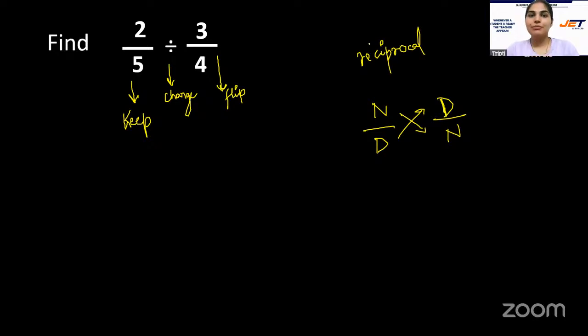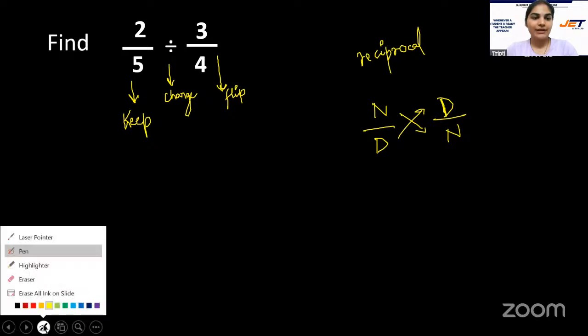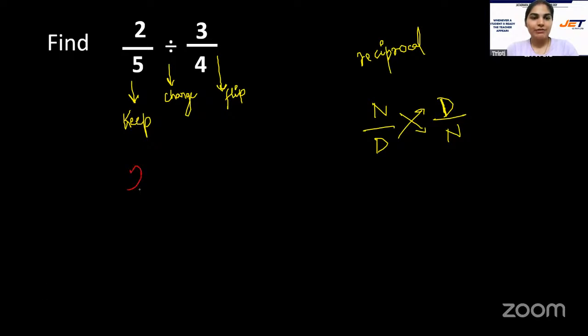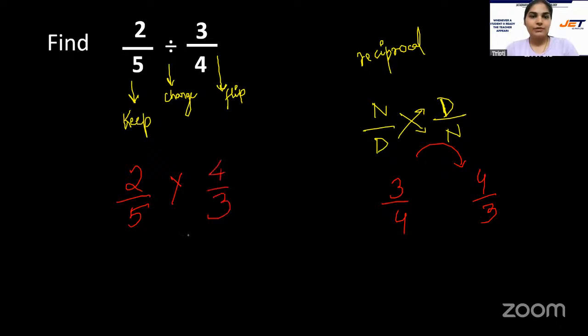That is the reciprocal. So 2 by 5, I will keep it, I will write it like that only. So 2 by 5, I'll change the division sign into the sign of multiplication. And the reciprocal of 3 by 4 will be 4 by 3. Numerator will come at the bottom, and denominator will come on top. It's 4 by 3. Can we solve it?